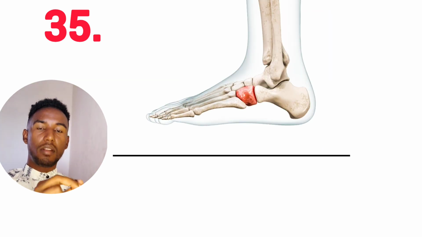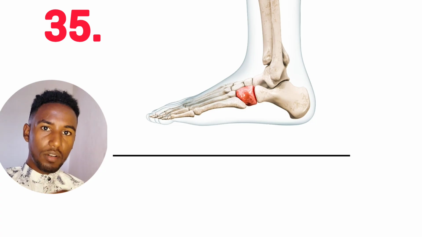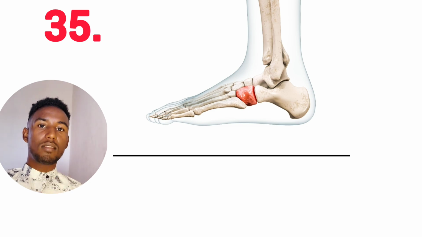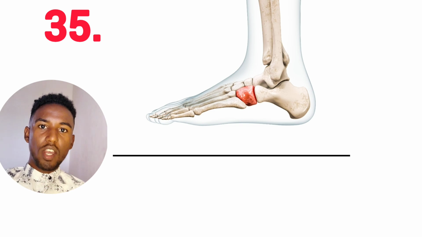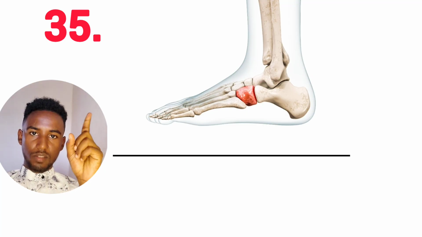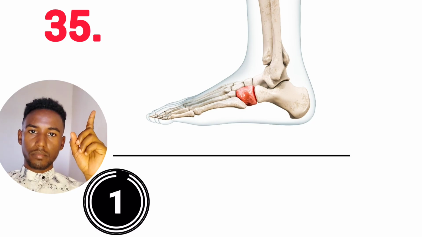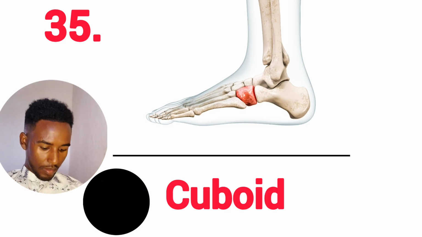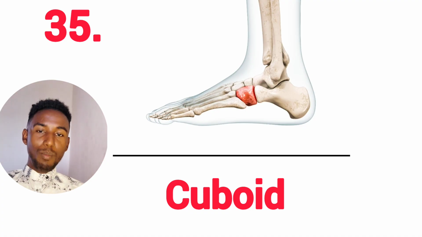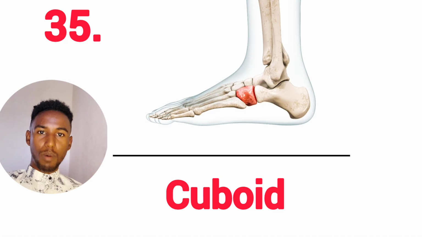Question number 35. Our total questions are 50 and we are left with 15 more questions. Now we are at 35. Can you name this bone? It is the cuboid bone. The cuboid bone is a lateral tarsal bone.